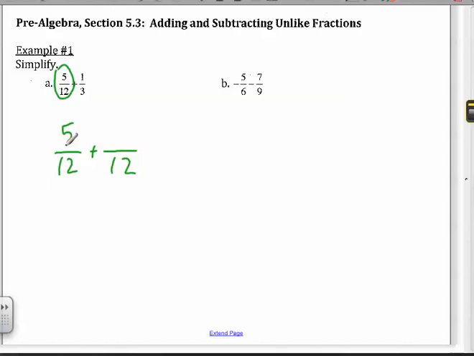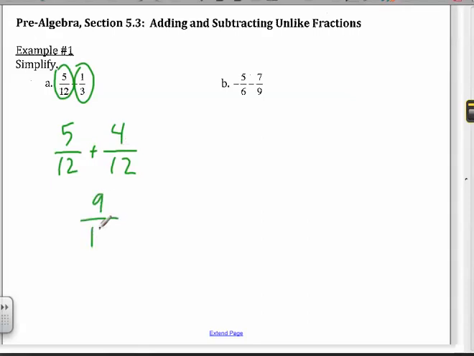Okay. Henry, how many times does 3 go into 12? It goes 4 times, so that means I need to multiply the top by 4. Okay, so when I do that, Alex, what do I get? I get 4/12, right? Okay, Will K, what happens now? I've got 5/12 plus 4/12. You just add them up so you get 9/12.